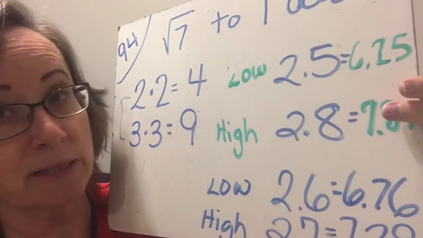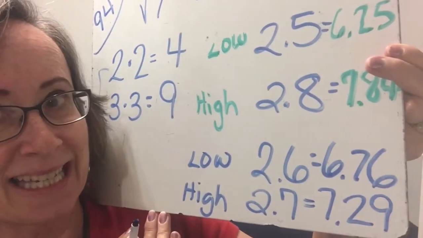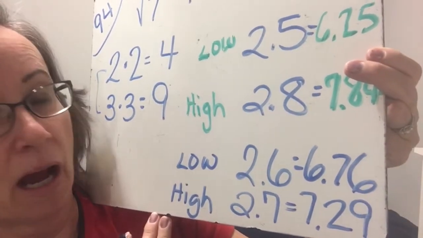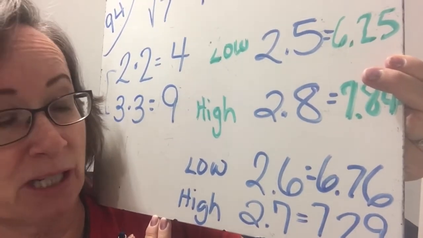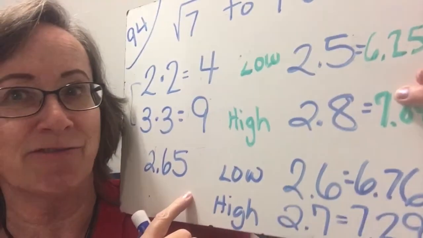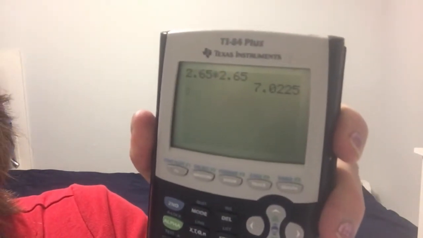So I know that my answer is somewhere in between 2.6 and 2.7, okay? But I am trying to round to the nearest tenth. So you know what I'm going to do? I'm going to put 2.65 because isn't 5 where I would round up? So I'm going to try 2.65 and see if it's too high or too low. So we're going to say 2.65 times 2.65, and are you ready? Enter, and what did I get?